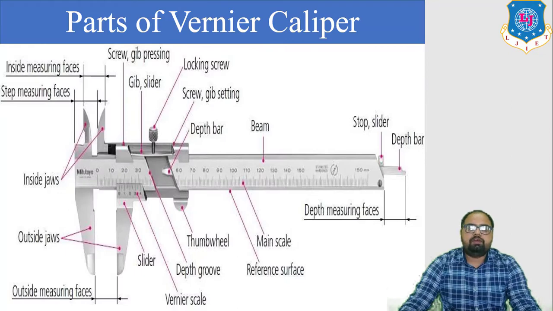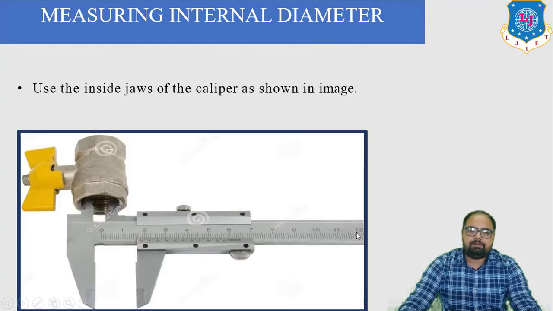You can see different parts of the vernier caliper. This is the vernier slider. These are the outside jaws, these are the inside jaws, this is the locking screw, and this is the depth bar, also called the depth measuring blade. This is the main scale, this is the movable vernier scale, this is the thumb wheel, and this is the deep groove. These are all the various parts of the vernier caliper.